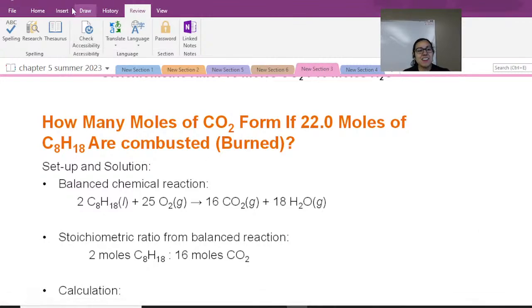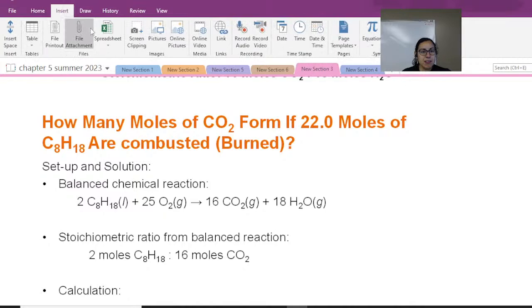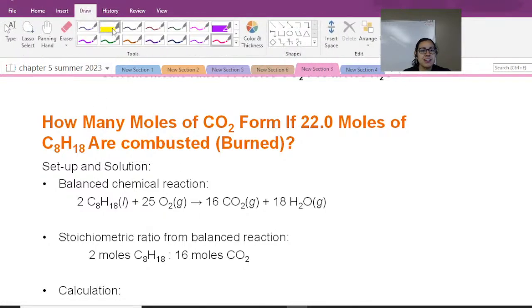Hopefully you didn't see the answer. I was kind of scrolling around. Let's warm up with this little practice then. So how many moles of CO2 are formed if we have 22 moles of octane combusted?